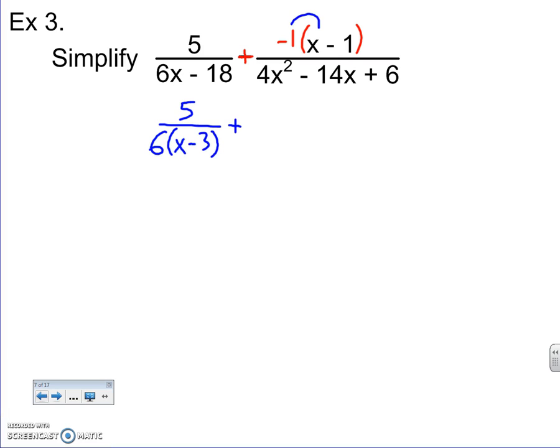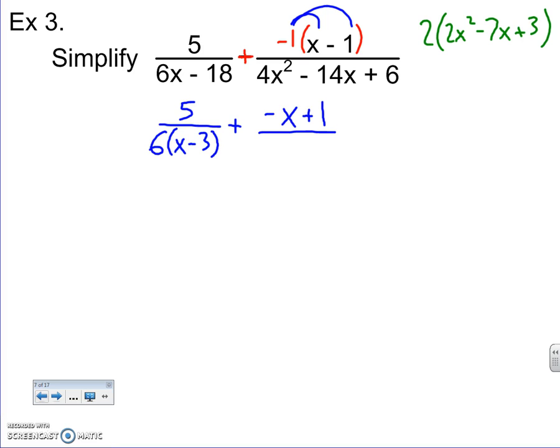Plus, I'm going to distribute this now to save some time. That is negative x plus 1 over. For that, there is a GCF. It is 2. So let me go over in green. If I take 2 out, what's left over would be 2x squared minus 7x plus 3.